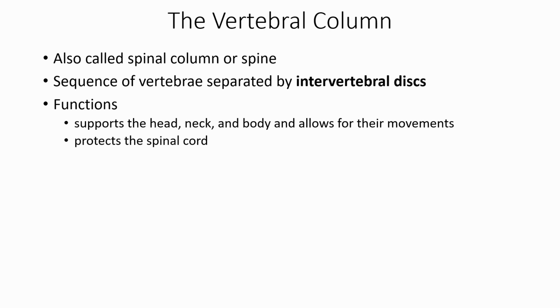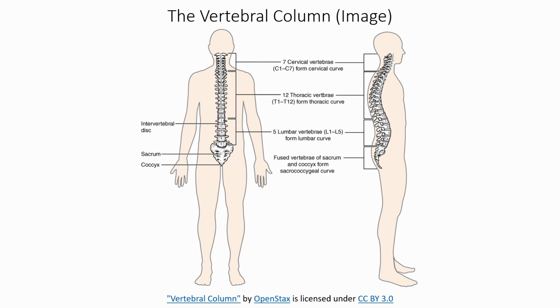So the vertebral column is also called the spinal column, or the spine for short. It's a sequence of 33 vertebrae separated by intervertebral discs. And the whole function of the vertebral column is to support the head, neck, and body and allow for movements of those body parts. It also serves to protect the spinal cord as it exits the skull all the way down the back. So let's take a look at the vertebral column.